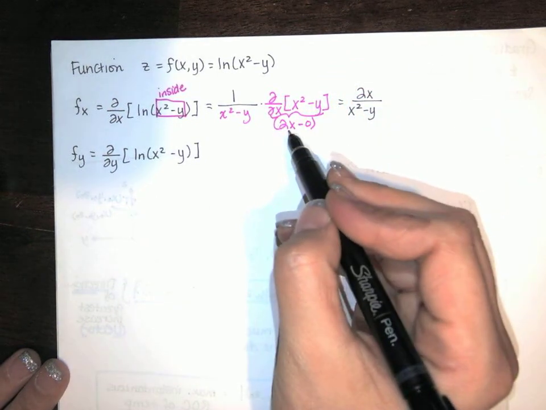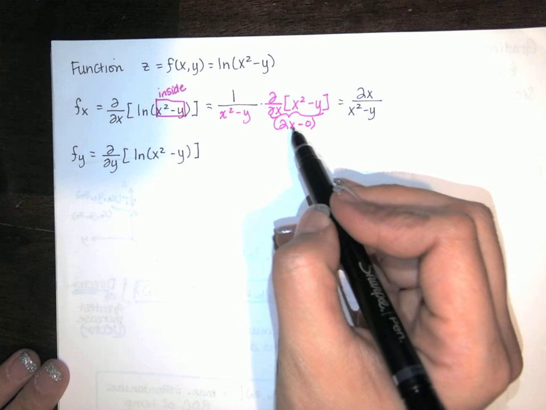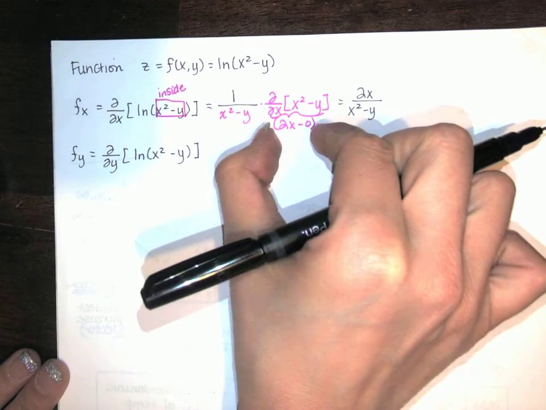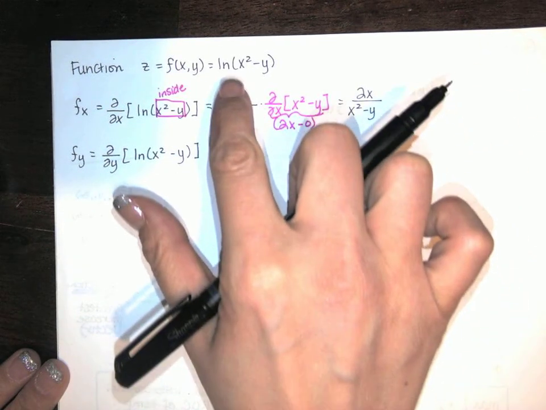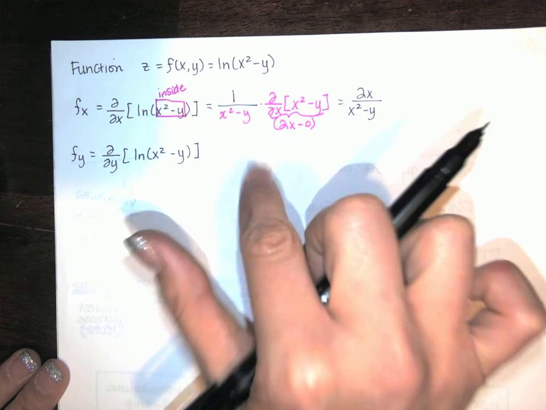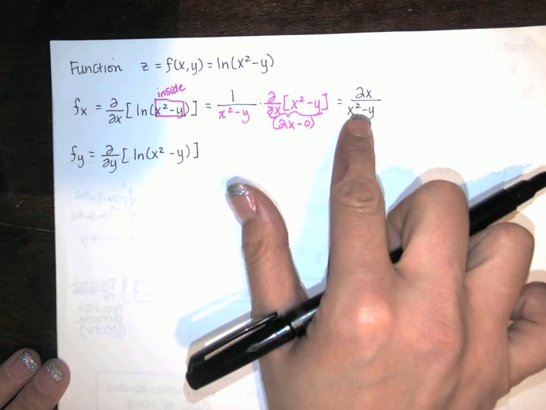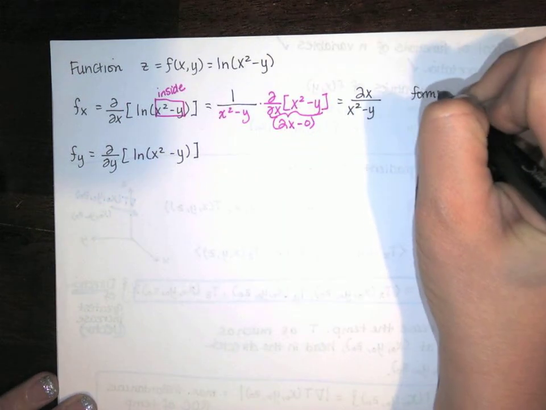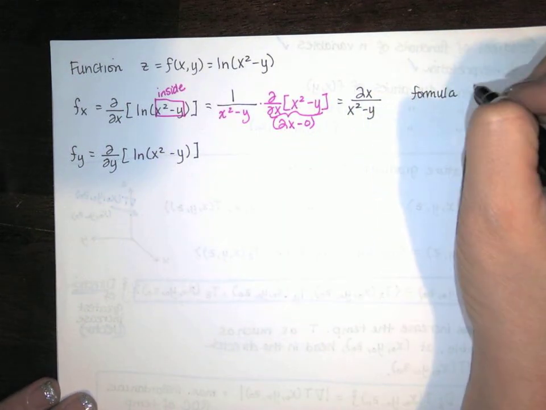And if you're wondering how that got into the numerator, I just wrote that as a 2x over 1 and I multiplied straight across. I know it looks like it's way down here right now, but it's not. It's really 1 over this times 2x over 1, and when you multiply straight across you get this. So this is a formula for the slope in the x direction at any xy in the domain of the function.